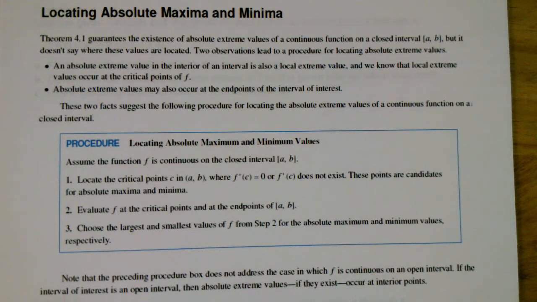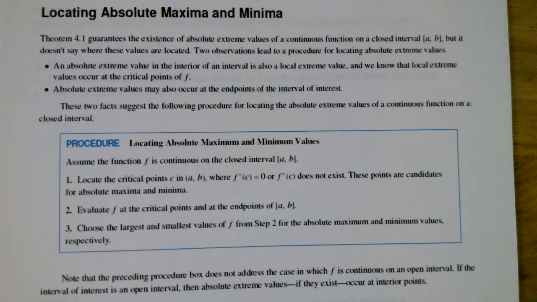So here's the procedure for locating absolute maximum and minimum values. We want to assume that the function f is continuous on the closed interval AB. Number one, you want to locate your critical values or critical points, which is C, in the open interval AB, where f prime of C is equal to 0, or f prime of C does not exist. These points are candidates for absolute maxima and minima.